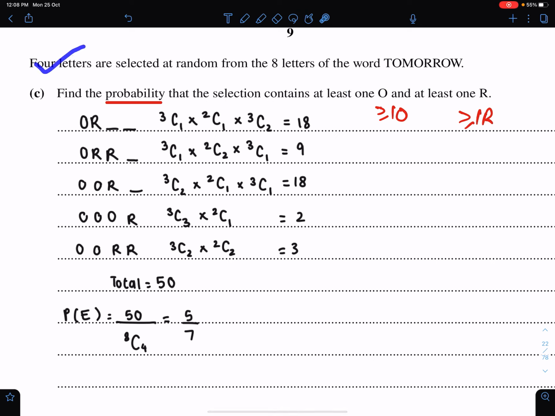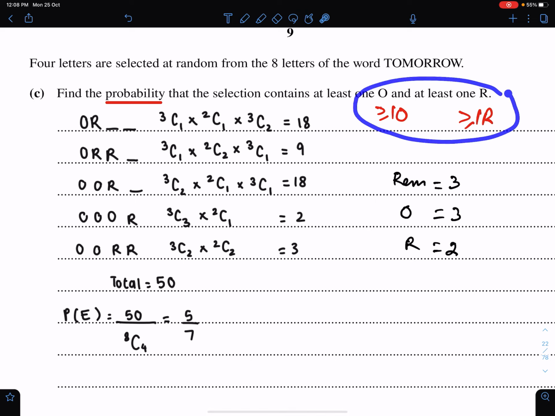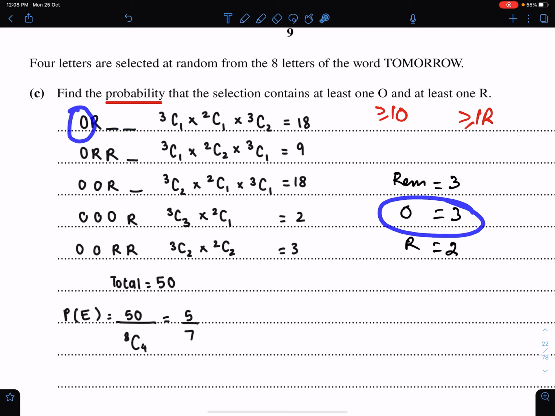So we need 4 letters with this restriction from the 8 letters. So there are 3 O's and 2 R's, and the remaining letters are 3. We need 4 with this condition. So this is the first way. We can have 1 O and 1 R and 2 letters from remaining 3 letters. So for 1 O from 3 O's, we should write 3C1. This is the important thing.